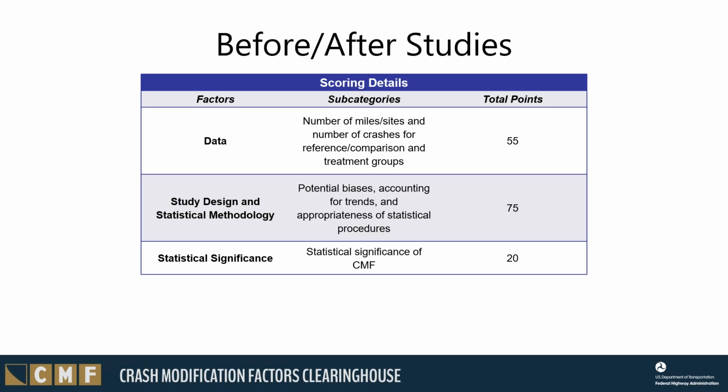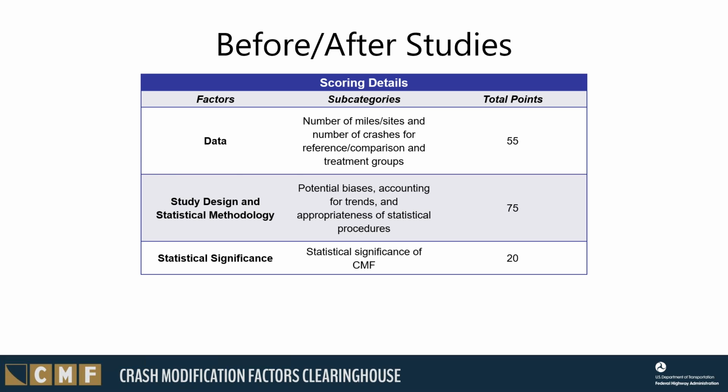A total of 55 points of the 150 are allocated to data, where consideration is given to the number of miles or sites and the number of crashes for both the reference and comparison groups and the treatment groups. The study design and statistical methodology, which accounts for the potential biases, trends, and the appropriateness of the statistical procedures, account for a total of 75 points. And the statistical significance of the CMFs carries a total of 20 points of the 150 points.